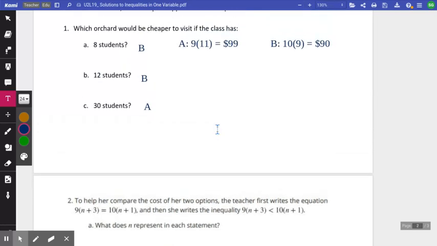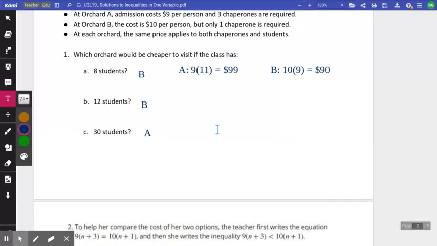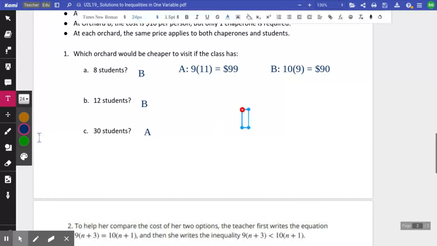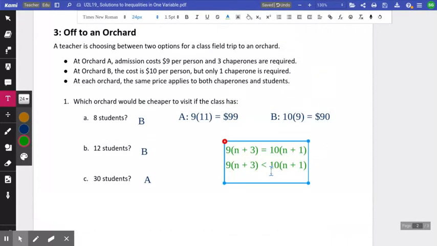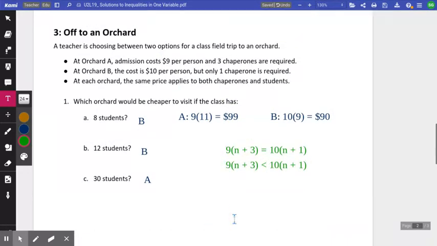I'm going to go ahead and come back up here a little bit. I'll also go ahead and copy those inequalities that she wrote up here. The first, or inequality and equation. The first one was 9 times n plus 3 equals 10 times n plus 1. And that second one was the exact same thing, except with an inequality. That first question is asking us to figure out what n represents. Looking at this information given, see if you can figure out what that variable n represents.